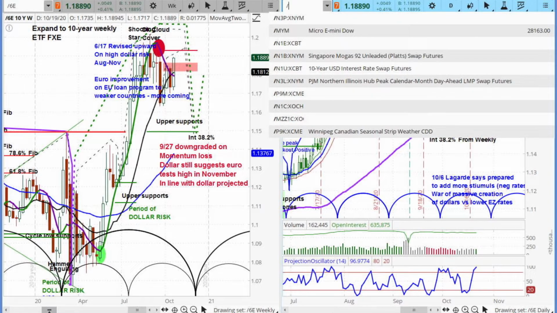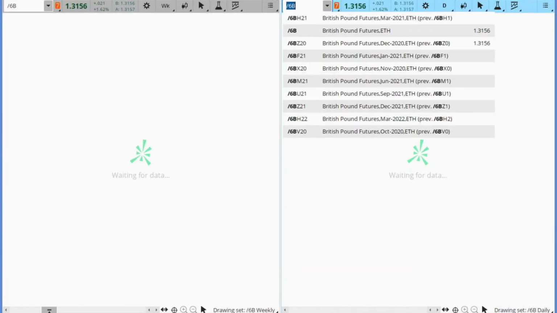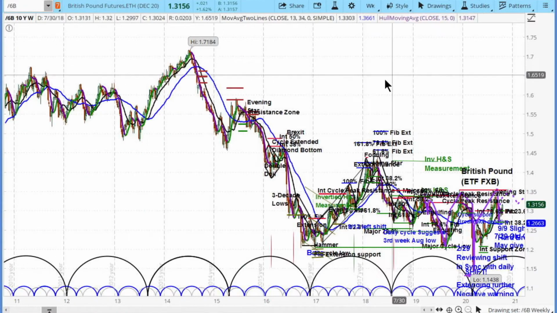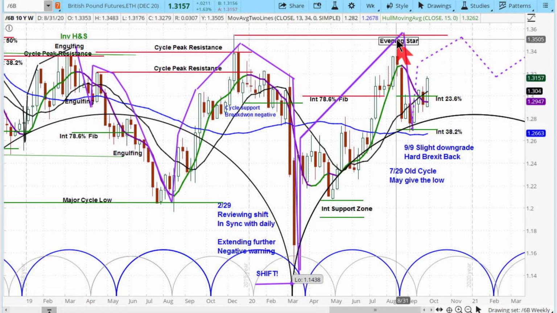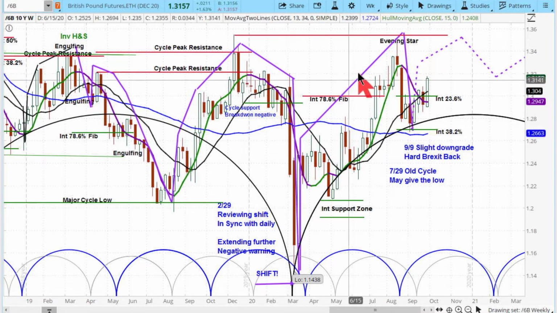6B. I'm going to spend a little more time on this one because I want you to see something. So here is the British pound, and you can see the amazing cyclicality in here and how this rising phase is coming almost exactly as it's supposed to. And the pattern suggested based on this bullishly configured cycle, right-hand translation.